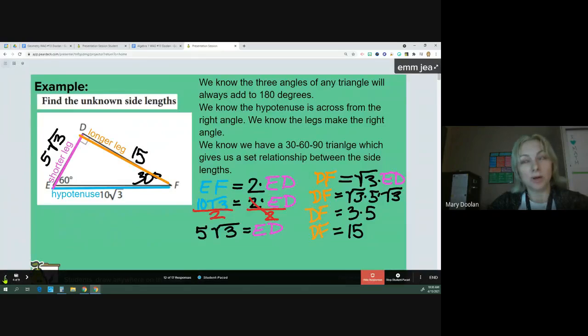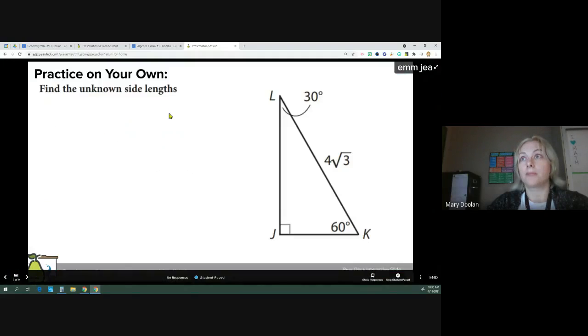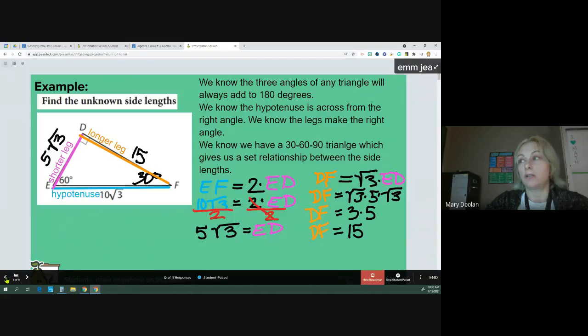So this is a very similar problem that we just did together. We were given a 30, 60, 90 triangle and given the hypotenuse. So you're going to go through the same steps and you're going to solve for the unknown side lengths on slide 5. I'm going to leave my screen here on slide 4. As you work on slide 5, I'll give you feedback through the Pear Deck.